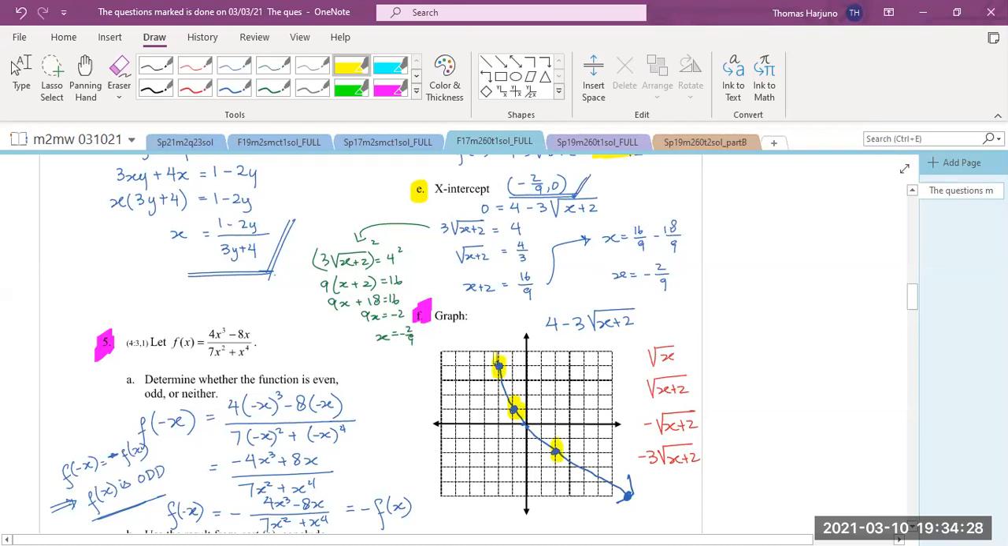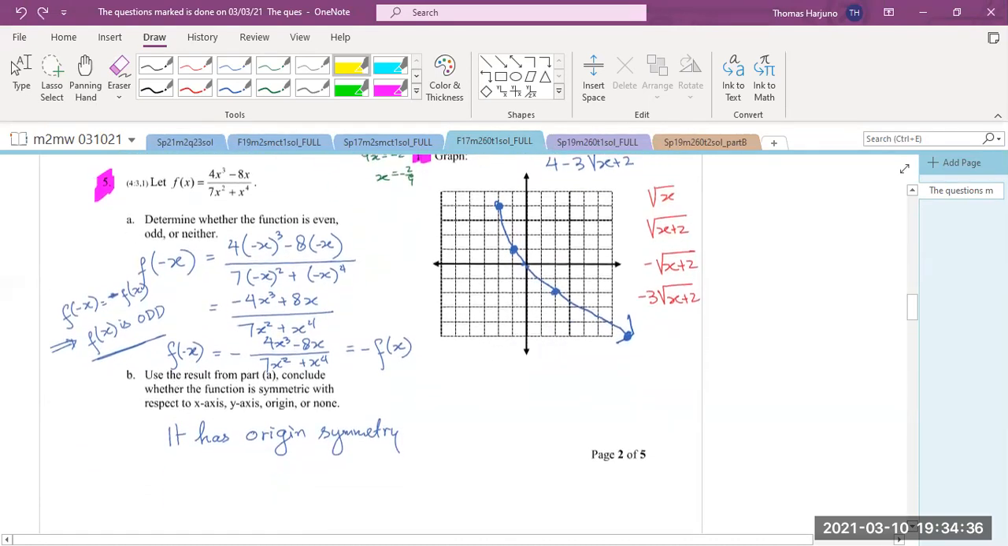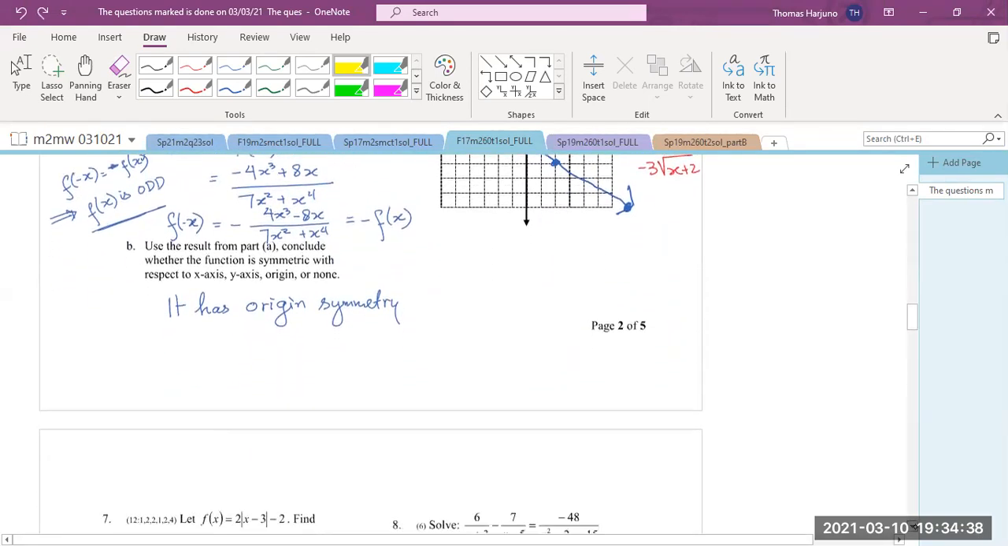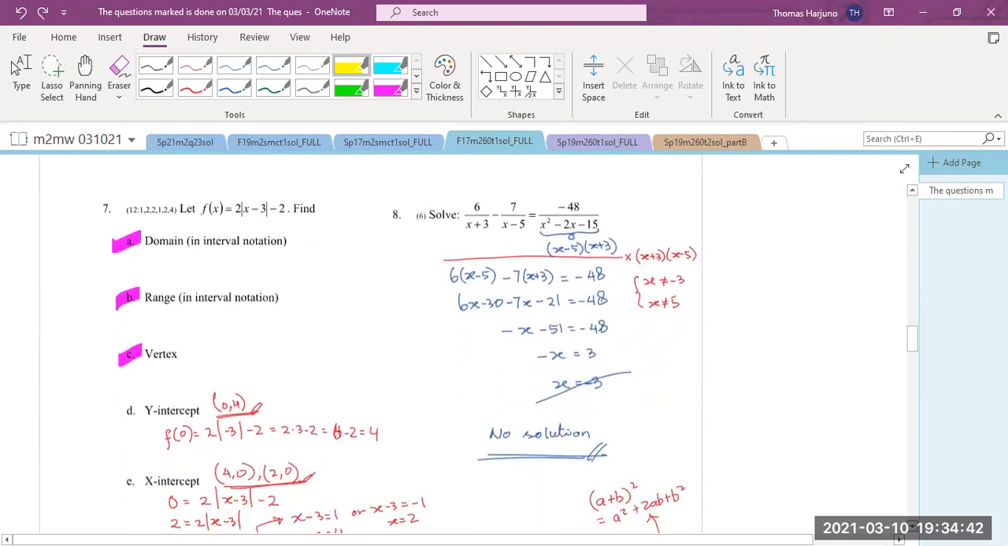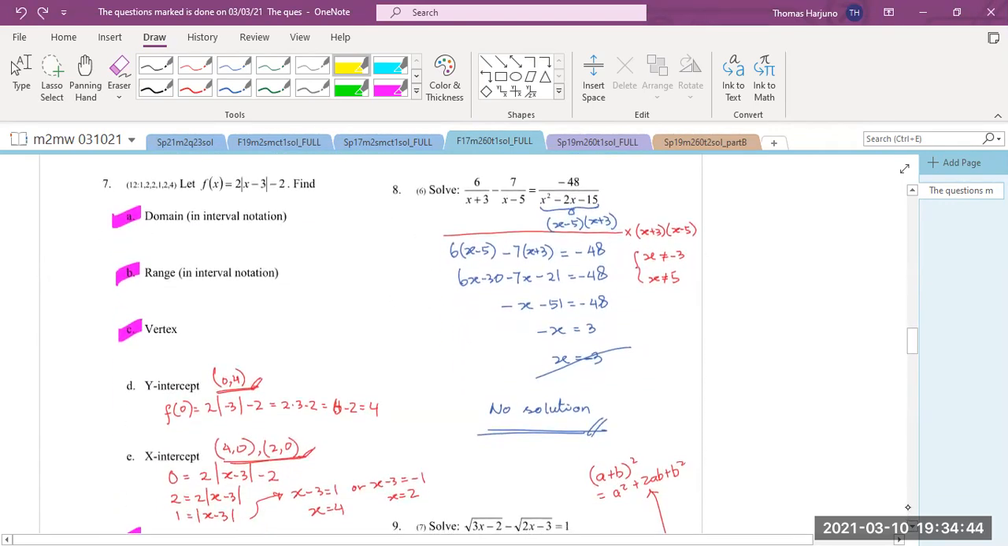Okay, those are the important coordinates that I bubble. Let's go on to the next question. Page 3, is there anything else that we should do? Oh, number 7. An absolute function. What is the domain of an absolute function?